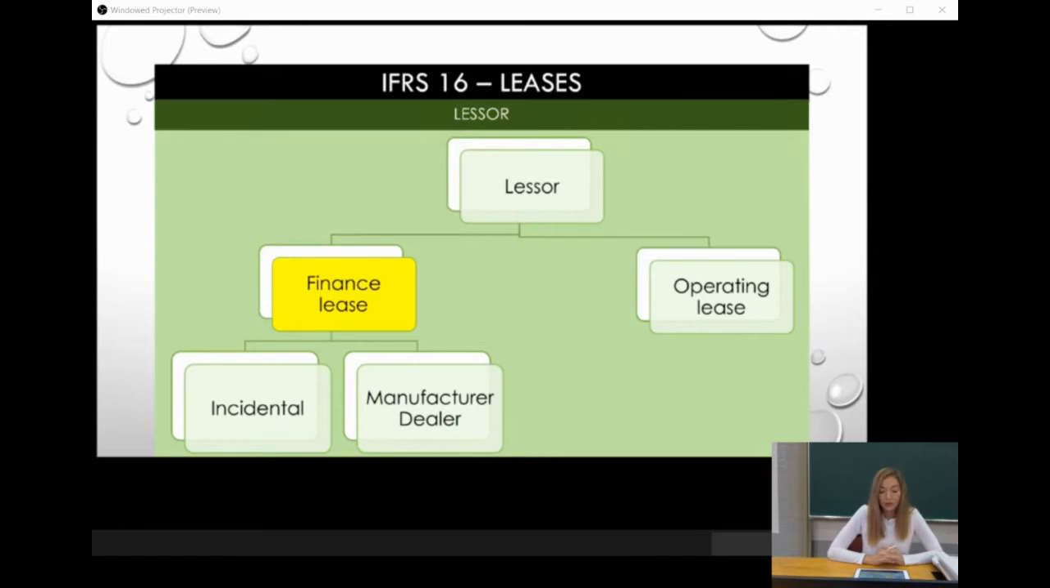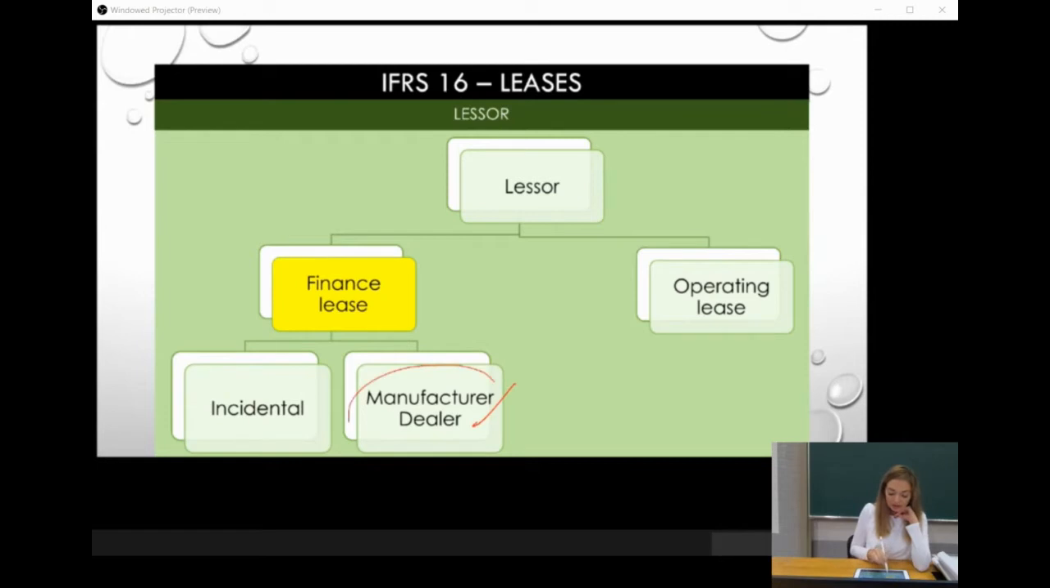Now note that we get 2 types. The standard talks about 2 types of finance lease lessors. So they talk about a manufacturer or dealer lessor. A manufacturer or dealer lessor is a lessor that actually manufactures the asset that it leases out to a lessee, whereas a dealer lessor is someone who purchases it as inventory and normally sells it at cost, or otherwise leases this inventory asset out to lessees.